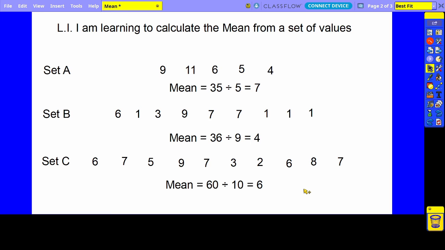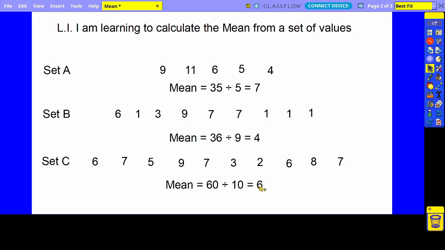Now, it's even possible to get means that are decimal numbers as well. So if you get a decimal answer, it doesn't mean that your answer is wrong. That just means that the mean for your particular data set is a decimal number. I've chosen ones here that are all whole numbers, but decimals are absolutely possible.